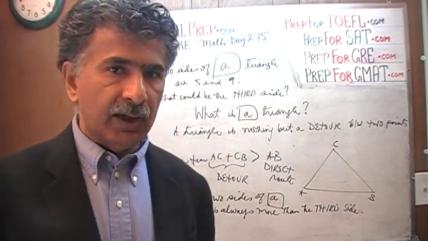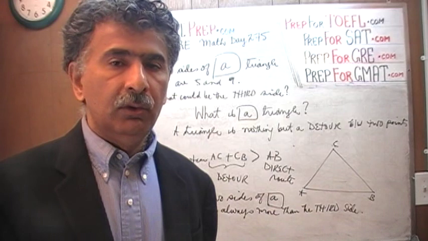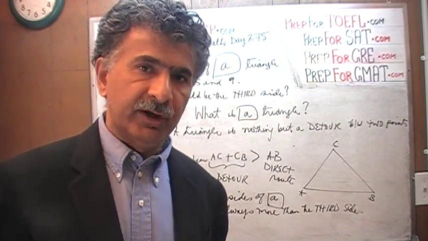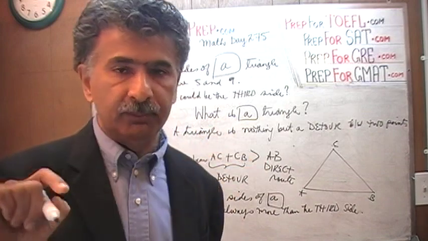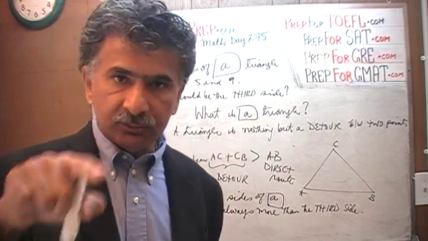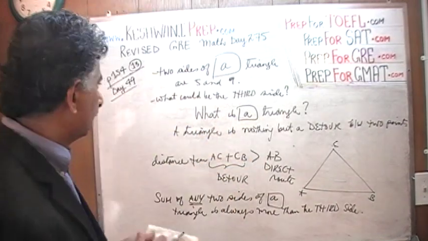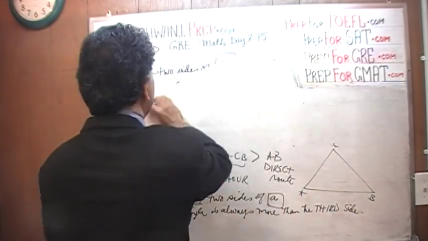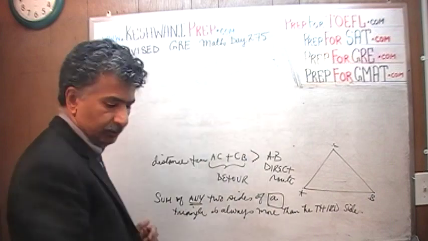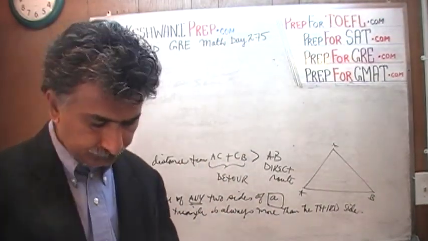The sum of two sides of any triangle will always be greater than the third side, because the third side represents the direct distance, the direct route from one point to the other point. And the sum of the other two sides represents the detour. Now let's do the problem. Enough of the talk.